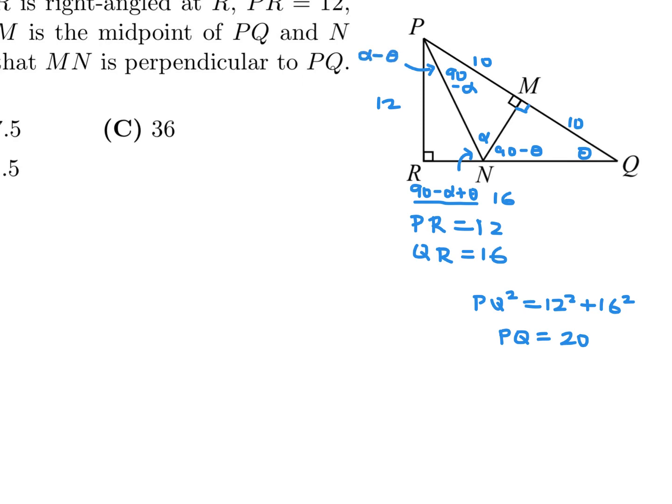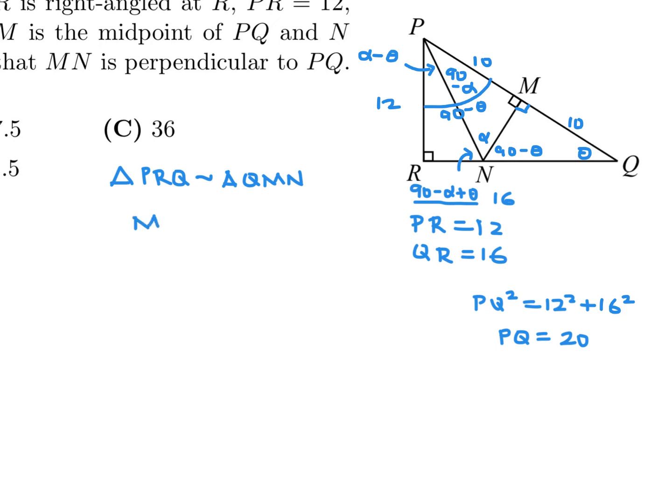So do we see any similar triangles in this figure? I think triangle PRQ, the big one, is similar, because this angle in here is going to be 90 minus theta. So PRQ will be similar to triangle QMN, because they have the same angles: 90, theta, 90 minus theta. Okay, great. We can proceed there.